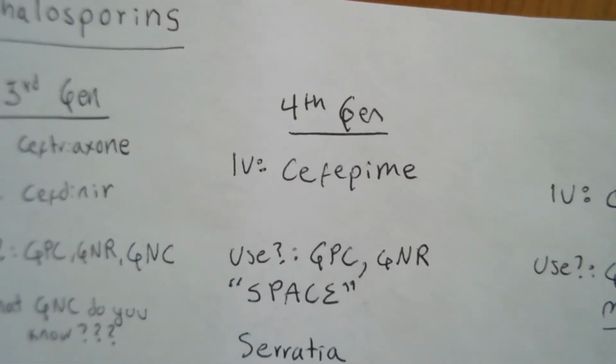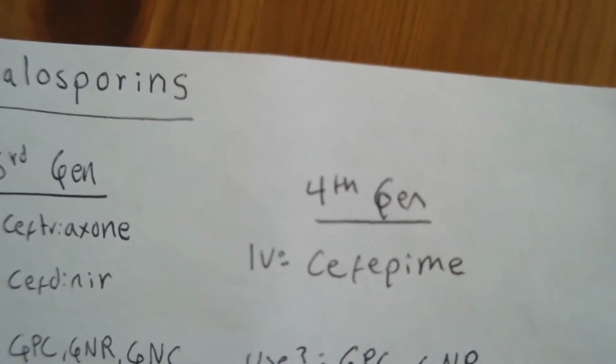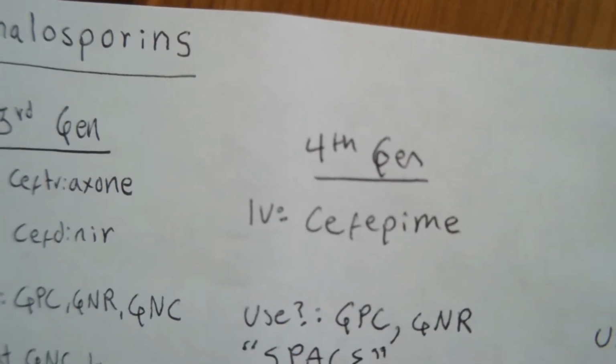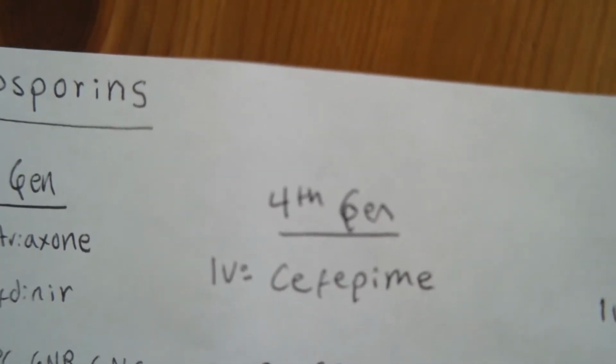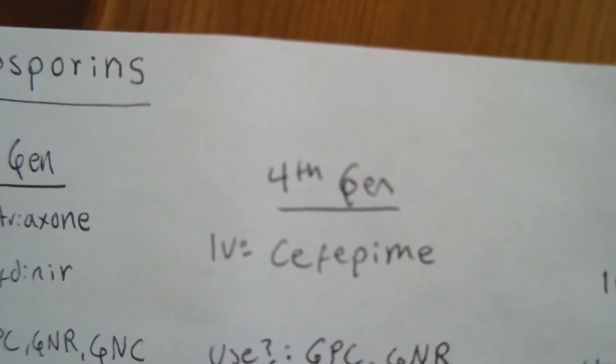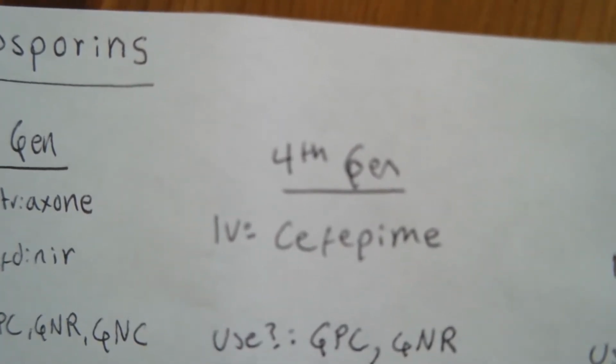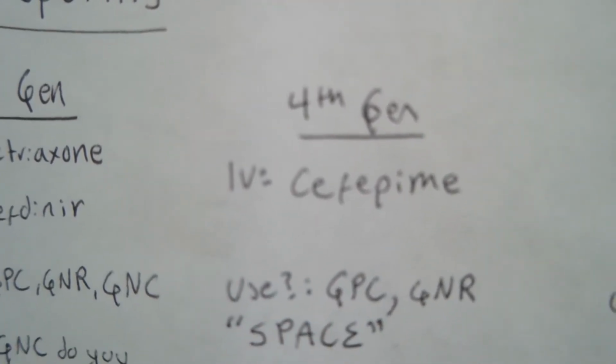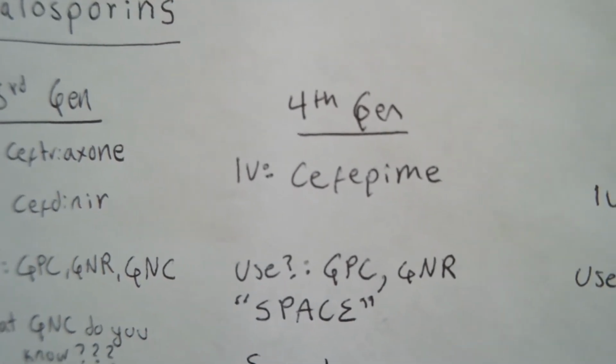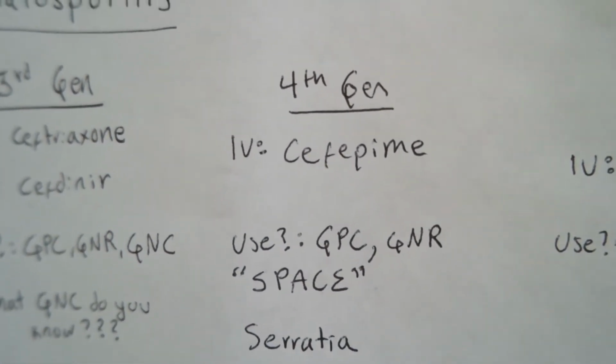Now, moving to the fourth generation of cephalosporins, we have cefepime. There is no PO presentation, and what do we use this for? Gram-positive cocci, gram-negative rods, and among the gram-negative rods, the SPACE organisms. Do you know what are the SPACE organisms?